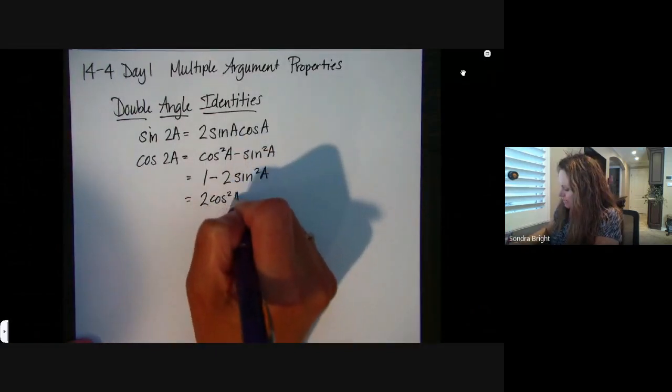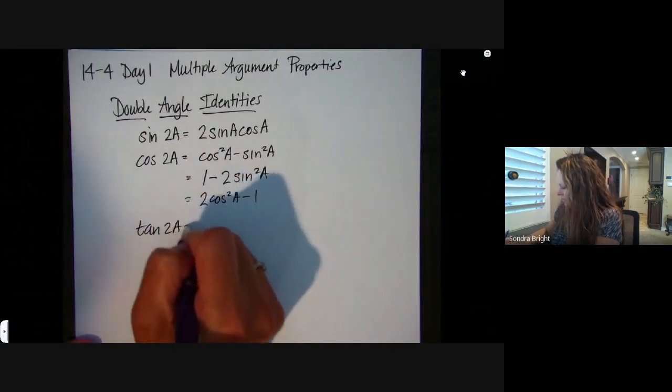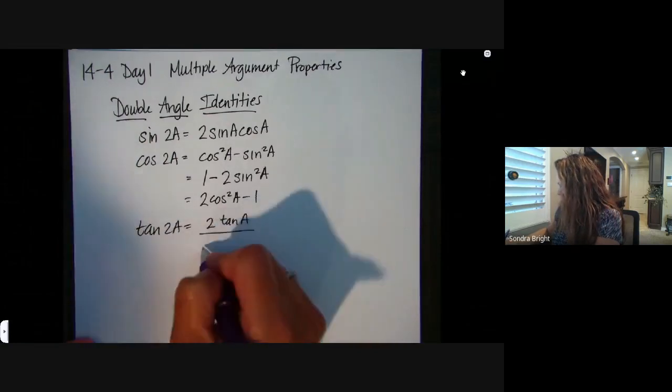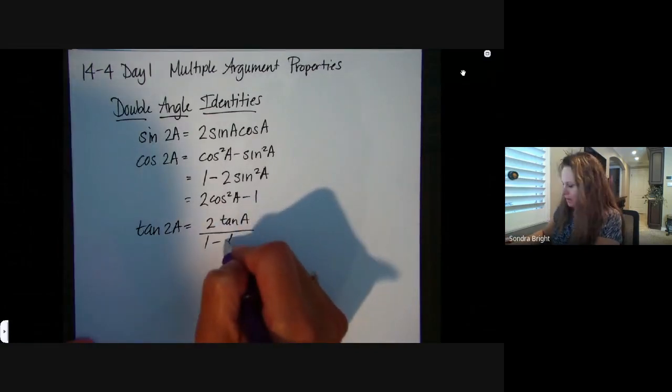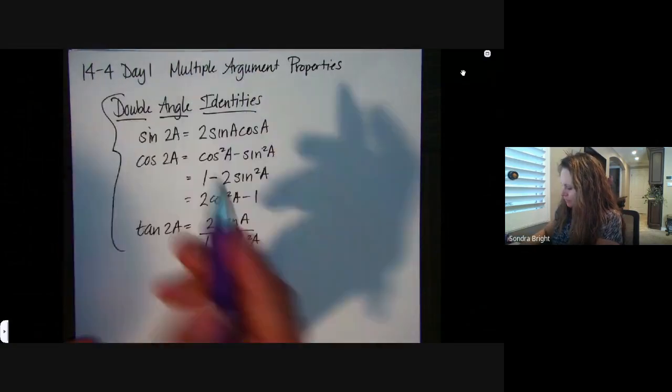Or I can also write them all in terms of cosines and make it 2 cosine squared minus 1. And then the last one, tangent of the double angle, is equal to 2 times tangent of A all over 1 minus tangent squared. So there we go. You're going to memorize those also.